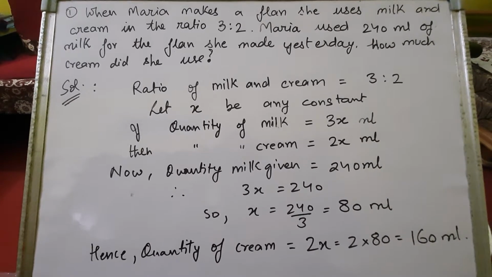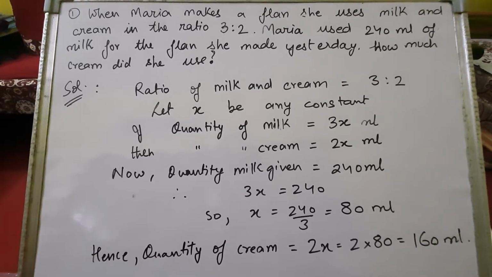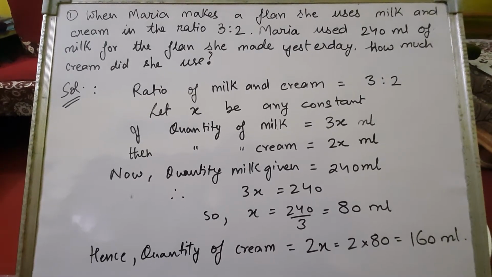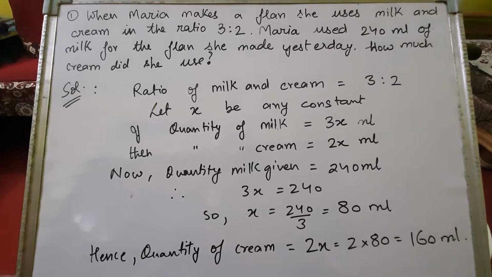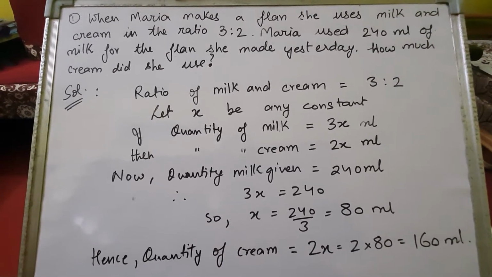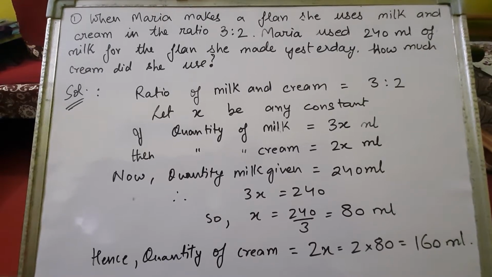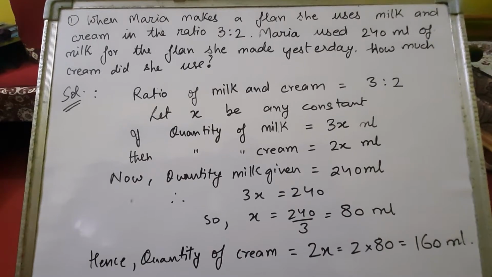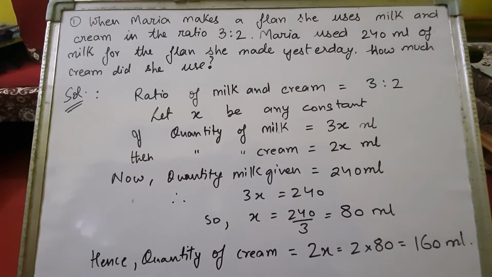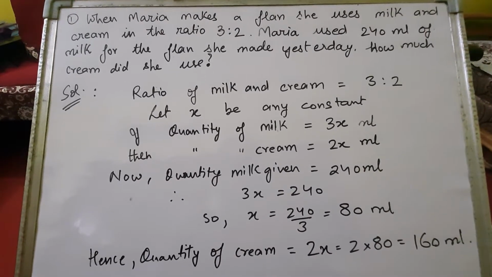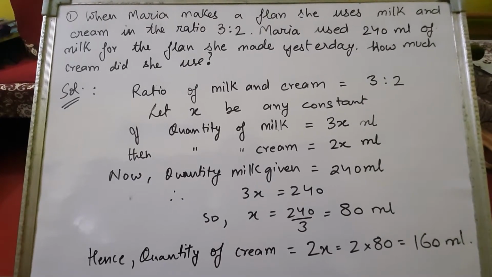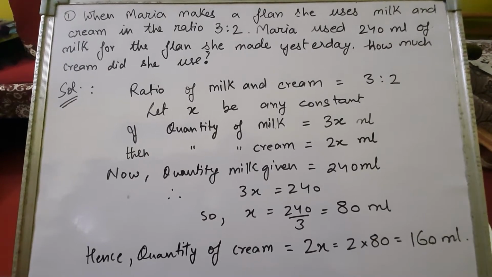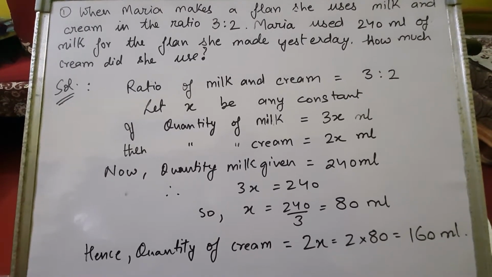Let's discuss a sum in which it is given that when Maria makes a flan, she uses milk and cream in the ratio of 3:2. Maria uses 240 ml of milk for the flan she made yesterday. How much cream did she use? Right, children, this is the sum given. Quantity of milk, ratio of milk and cream given, quantity of milk that is 240 ml given, and quantity of cream we have to calculate.